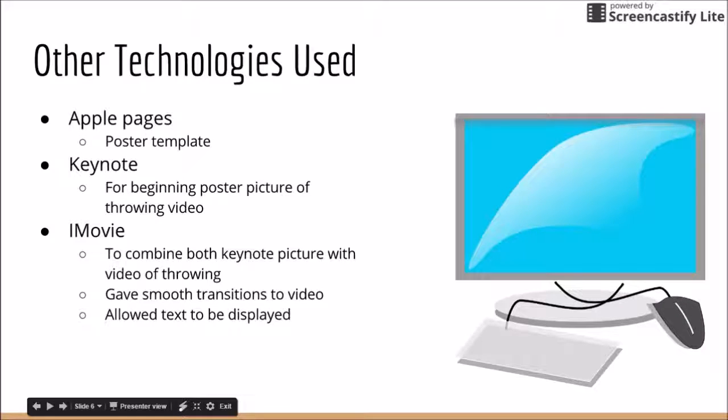iMovie was used to combine the Keynote picture with video of throwing, give smooth transitions throughout the video, and also allowed for text to be displayed. The Apple software products allowed for easy use in creating and editing visuals.